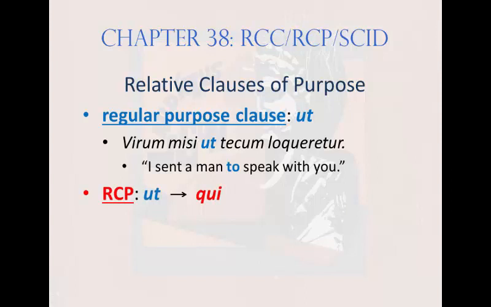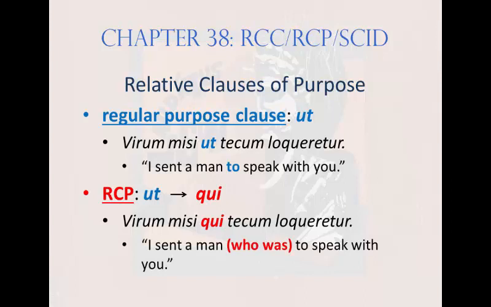RCPs make one simple change. They replace ut with a relative pronoun form like qui. For instance, virum misi qui tecum loqueretur, meaning basically the same thing. I sent a man to, literally who was to, speak with you.